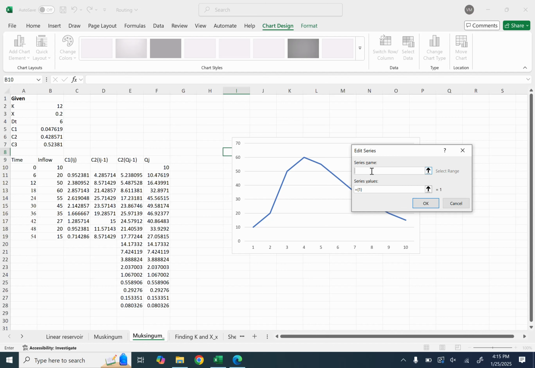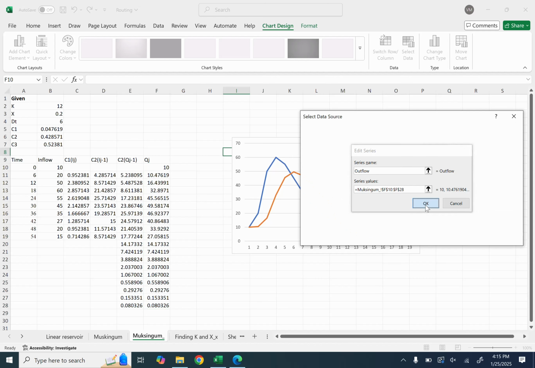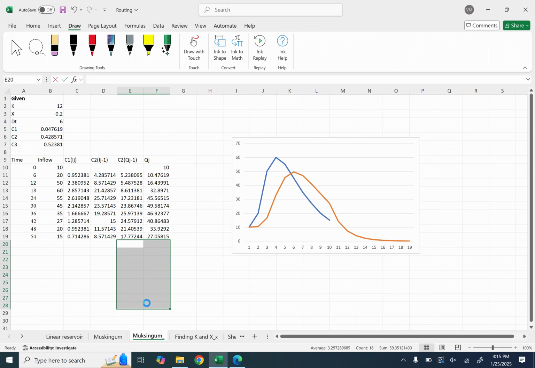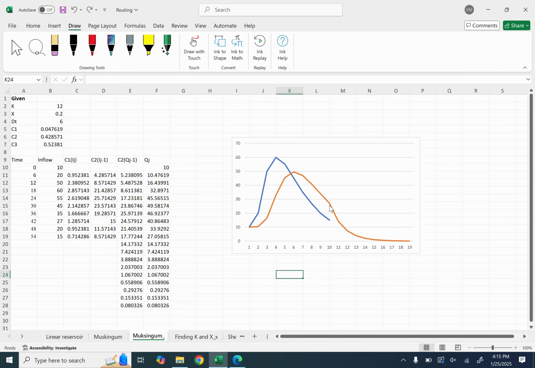Series name will be outflow, and series values will be, again, if I want, I can stop where the I value stopped, or I can take this to 0, and that's it. Okay, so blue is our inflow, orange is our outflow. If I want, I can delete this and this is what you get, or I can leave those values so you can see the outflow hydrograph until it goes to 0.